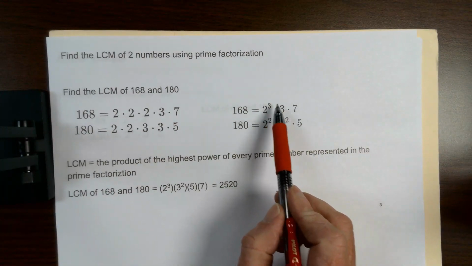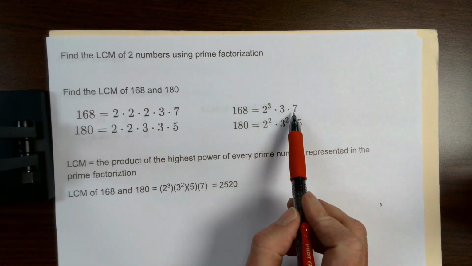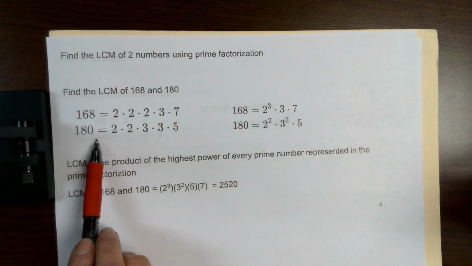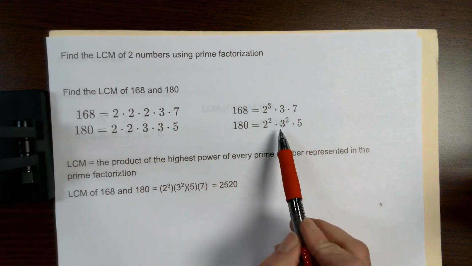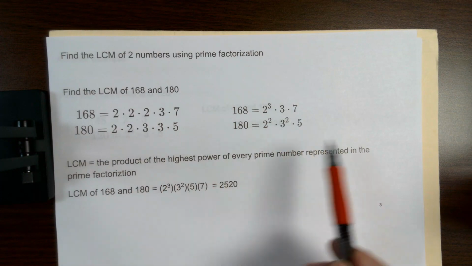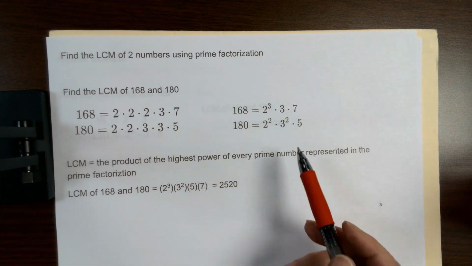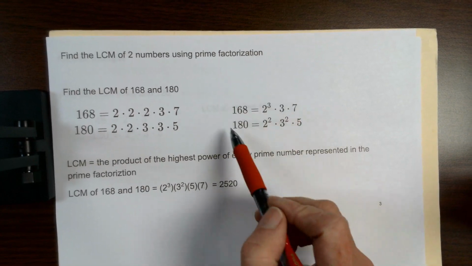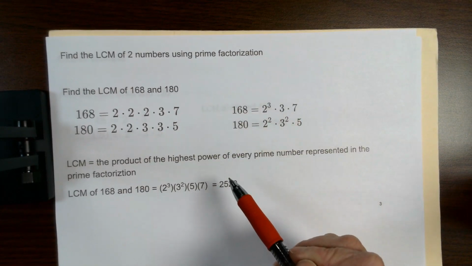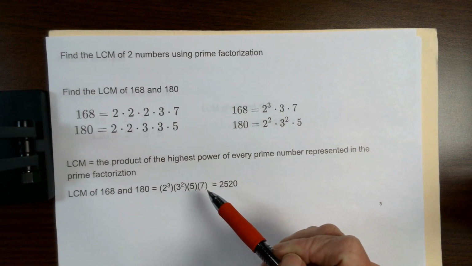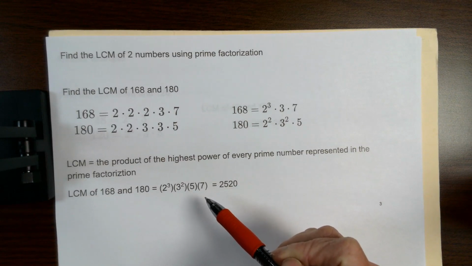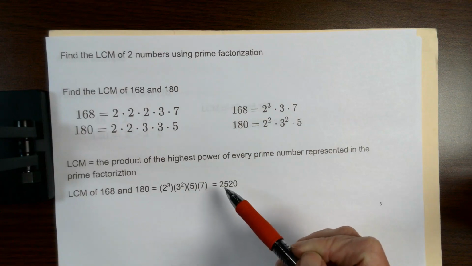So I have 2 to the third times 3 times 7. On 180, I have 2 to the second, because there's two 2's, 3 to the second, there's two 3's, and a 5. So I've got the prime factorization written out using exponents, and the least common multiple is the product of the highest power of every prime number represented in the prime factorization.